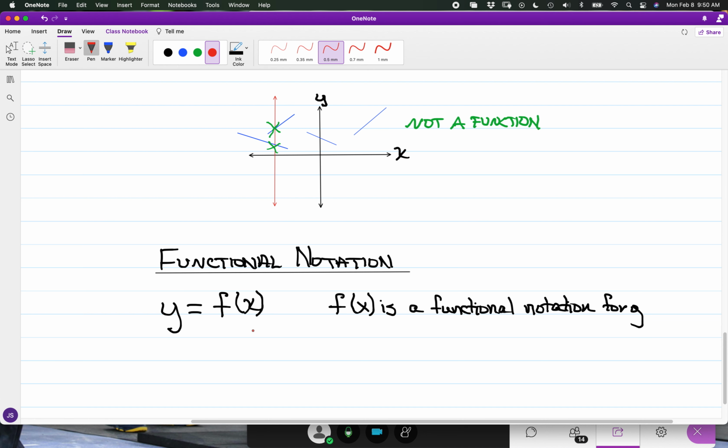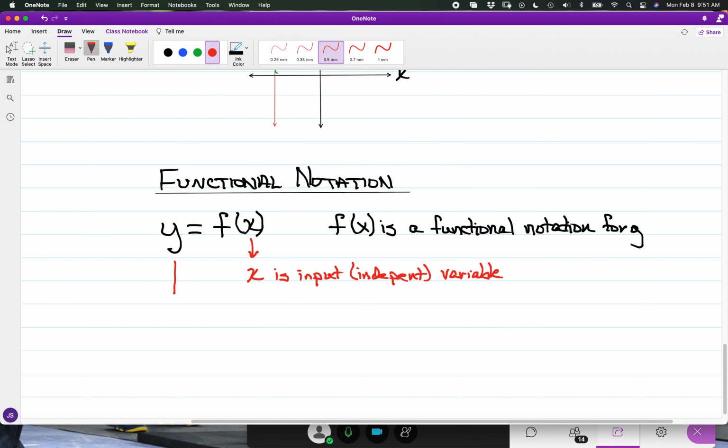And again, we have with the letter x, x is going to be the input or independent variable. In the case of what we have for y, again, y is the output or dependent variable.